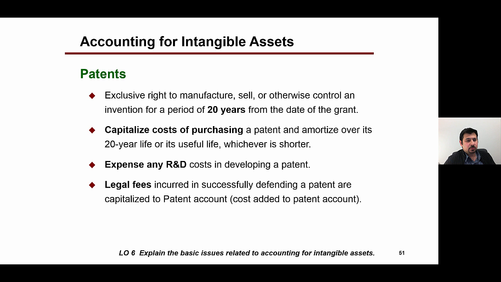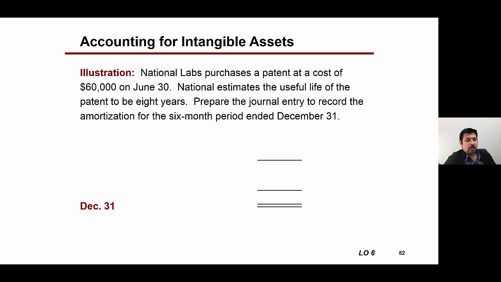So let's look at an example here. National Labs purchases a patent at a cost of $60,000 on June 30th. National estimates the useful life of the patent to be 8 years. Prepare the journal entry to record the amortization for the 6 months period ended December 31st.